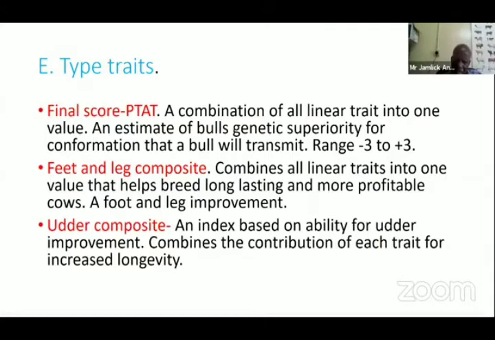Udder composite is an index based on the ability for udder improvement. It combines the contribution of each trait for increased longevity. The udder composite brings together all the traits concerning the udder: the suspension ligament, teat placement, teat length, fore udder attachment, the presence of the cleft, the height of the rear attachment, and all that. All that total is what combines into udder composite.